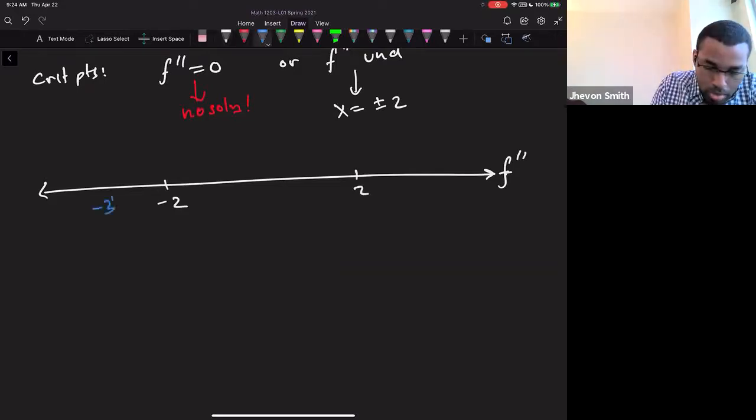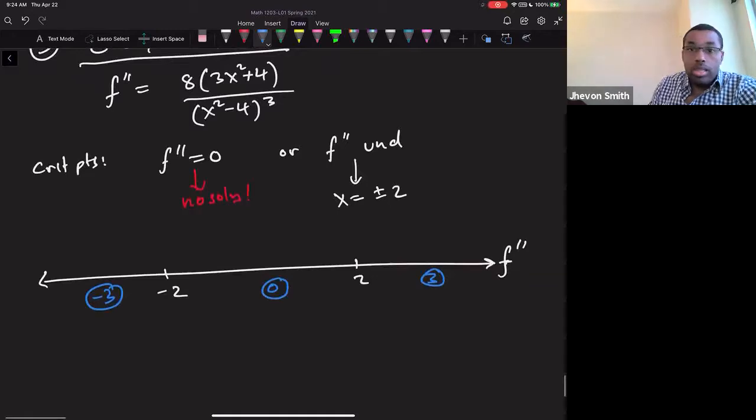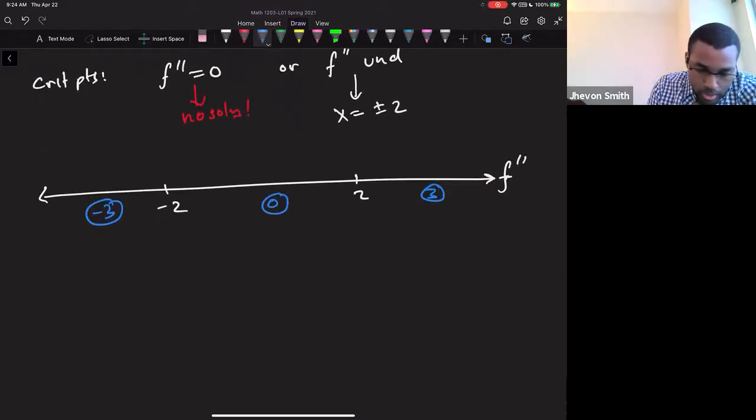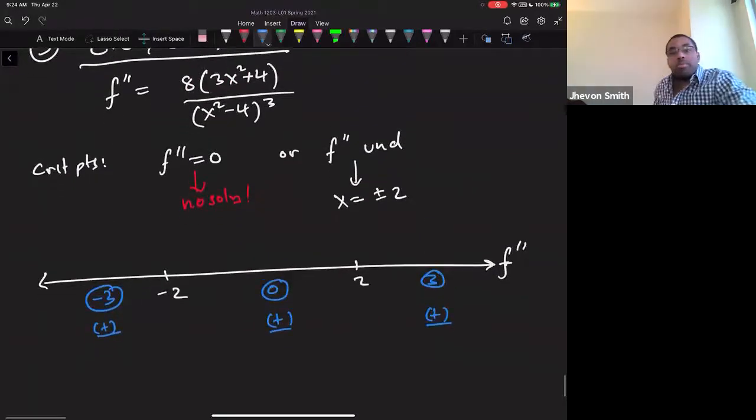Plug in random numbers, minus 3, 0, 3. Notice that in this function, the numerator is always going to be positive. So now we only have to watch the denominator. If I plug in a minus 3 into x squared minus 4, I would get 9 minus 4, which is positive. And when I cube it, it's positive. So that's positive. The same is going to happen if I plug in positive 3, by the way, because it's a squared. So I know that that's going to be positive as well.